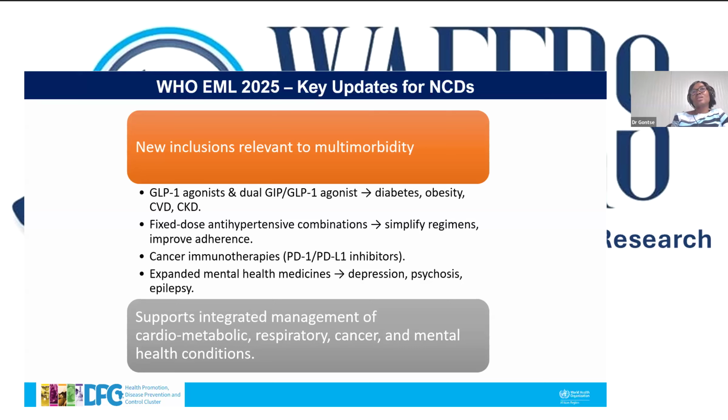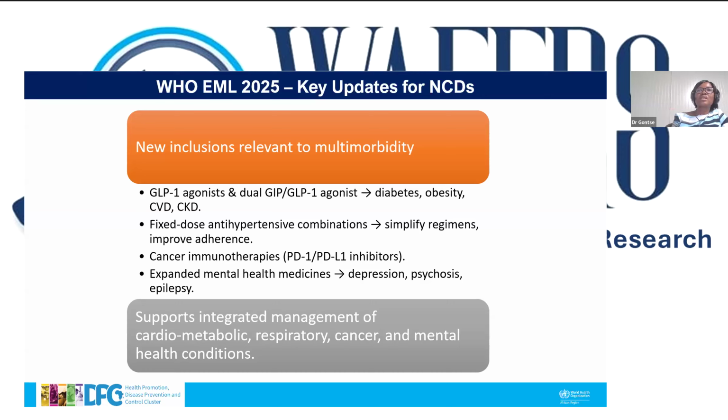So I think those are some of the key things in terms of multimorbidity, they are welcome developments. But the main issue with some of this medication in terms of the African setting is the cost. Some of these medications are quite expensive. So there's need then to advocate for countries to actually include them in their national essential medicines list.